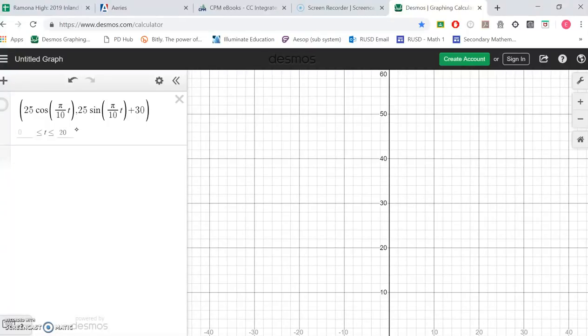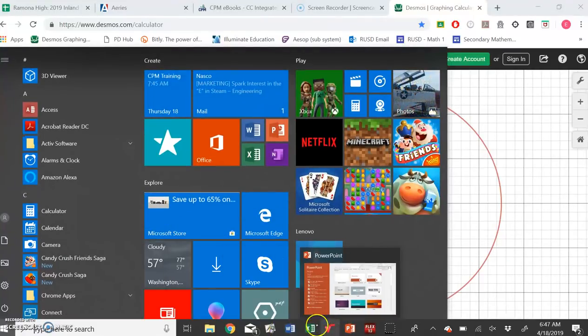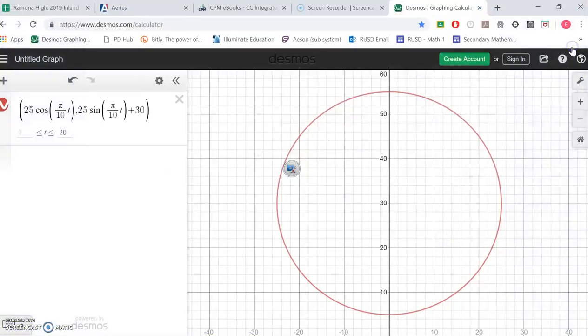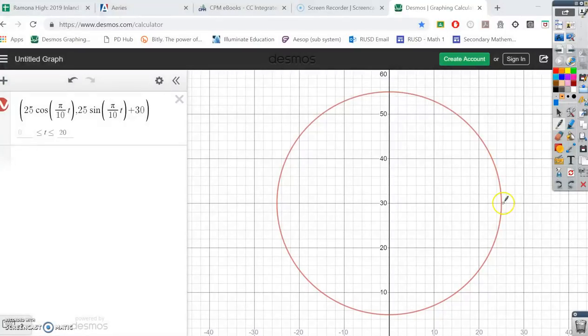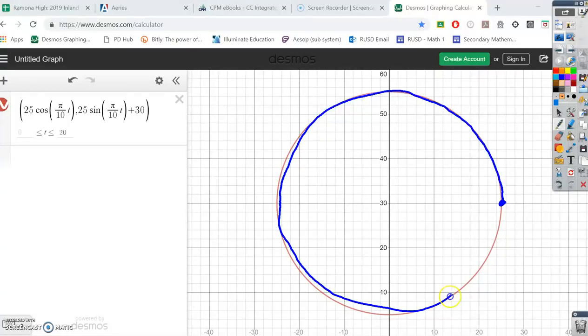Your calculator is going to do a beautiful thing because it's going to draw it as time passes. Desmos just pops the image up. So hit graph and watch what happens. So I'll hit graph, and what I got was a circle. Yours should have started you right here and gone this way and slowly plotted the circle as it went around.